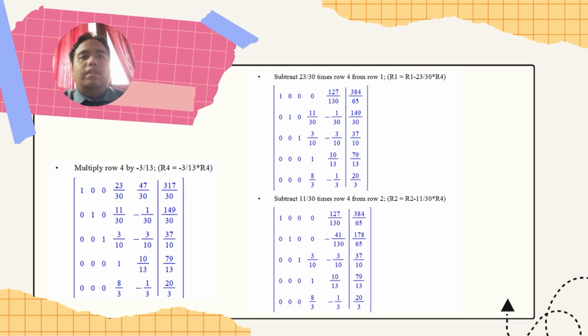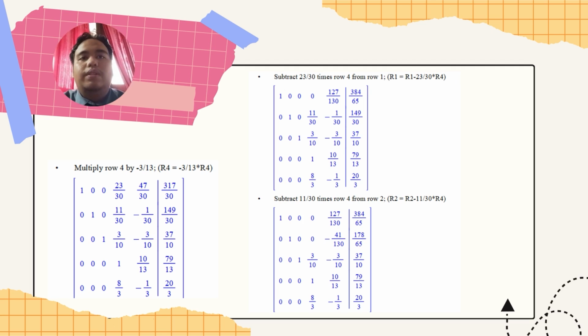Moving systematically, our attention is now on the fourth column. We first establish our leading one in the fourth column position by multiplying row 4 by -3 over 30. With this new pivot, we begin to zero out the element above it in the fourth column.